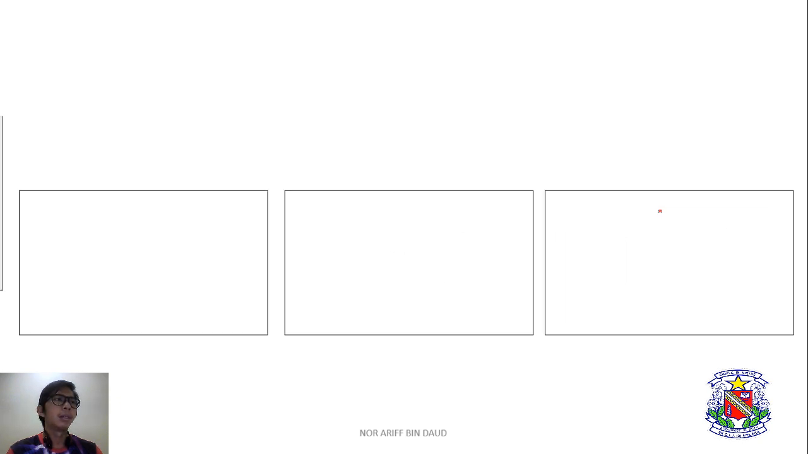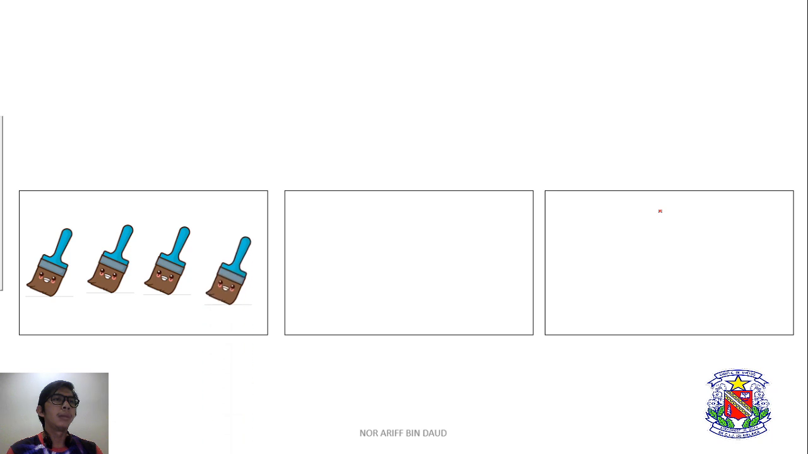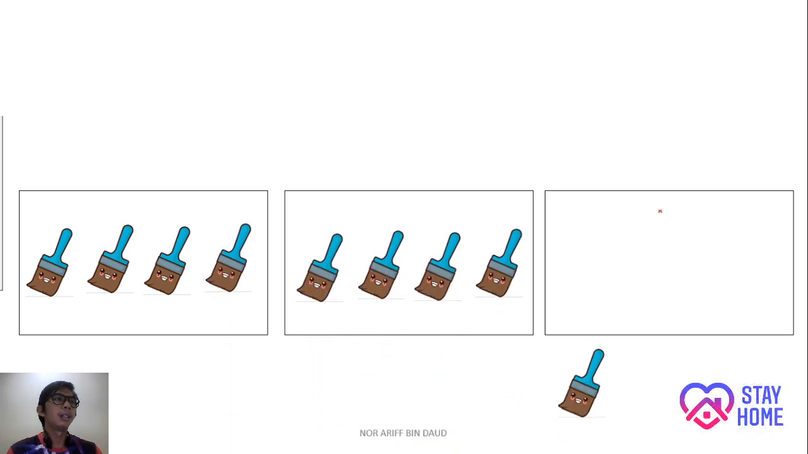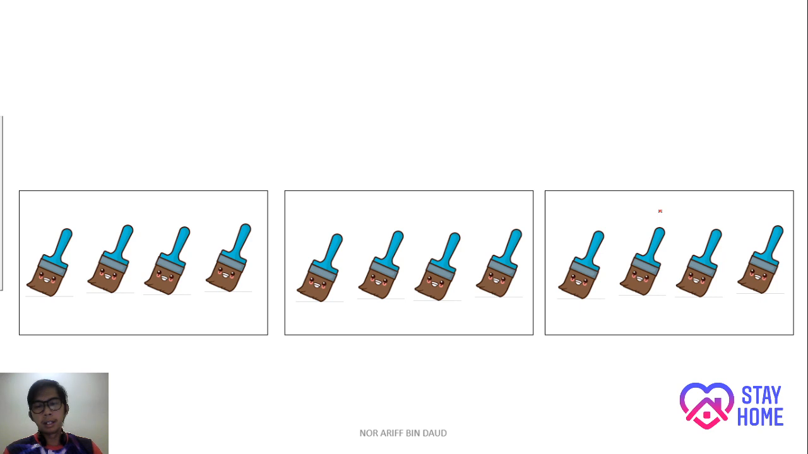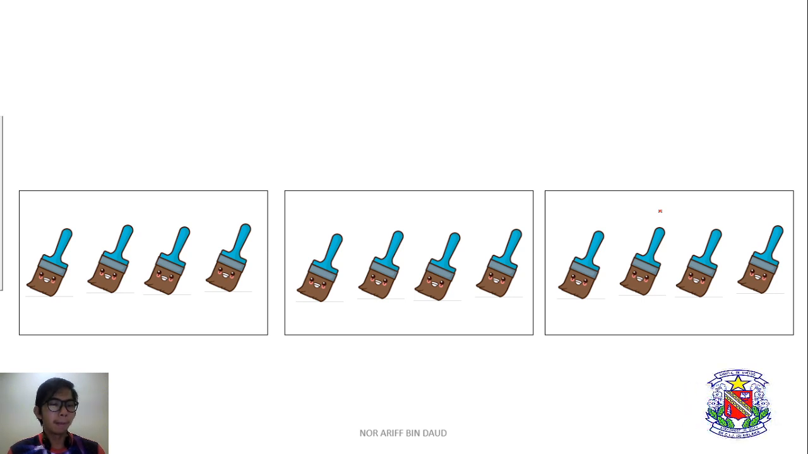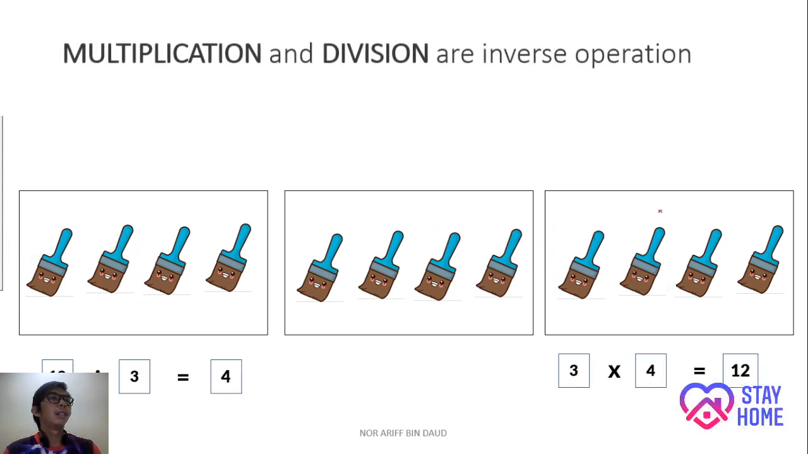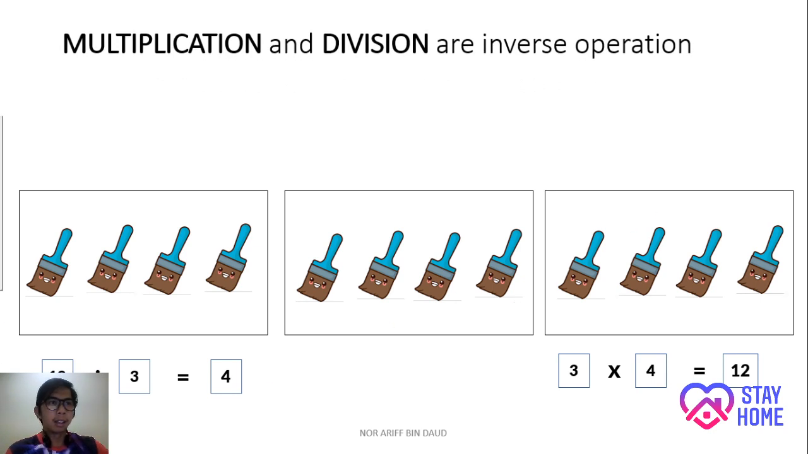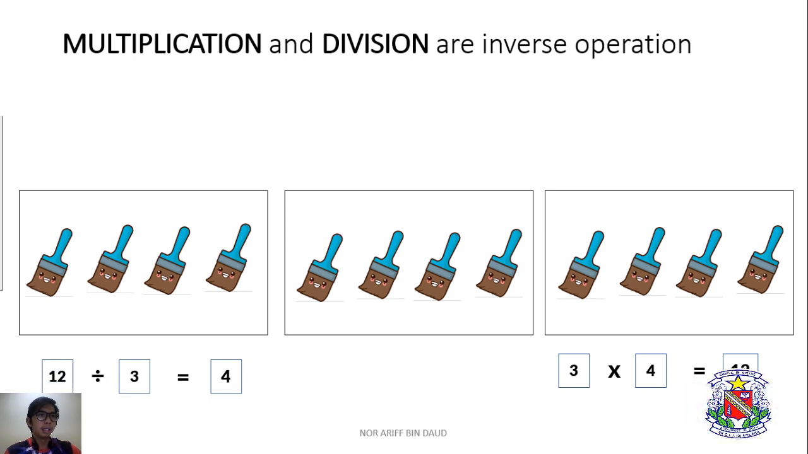Okay, what is this? Okay, wait. Now we have paintbrushes in 3 groups. Each group of paintbrushes we have 4 here. So for the question, we do the number sentence first. The topic is about the inverse operation. Never mind, I just edit here. The inverse operation for multiplication and division.